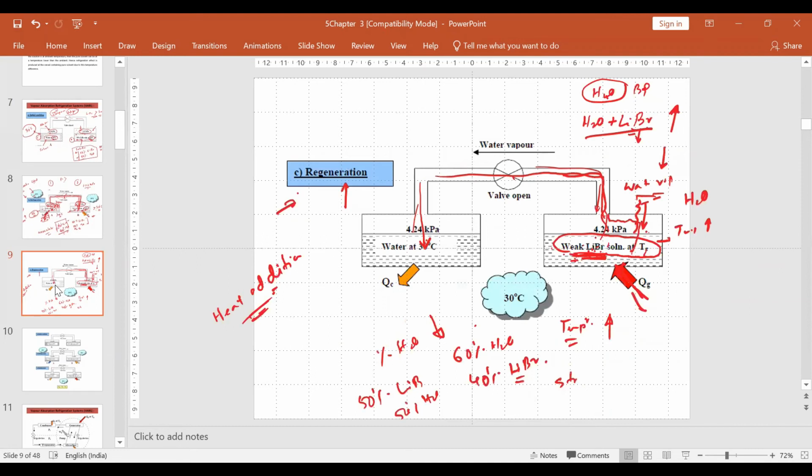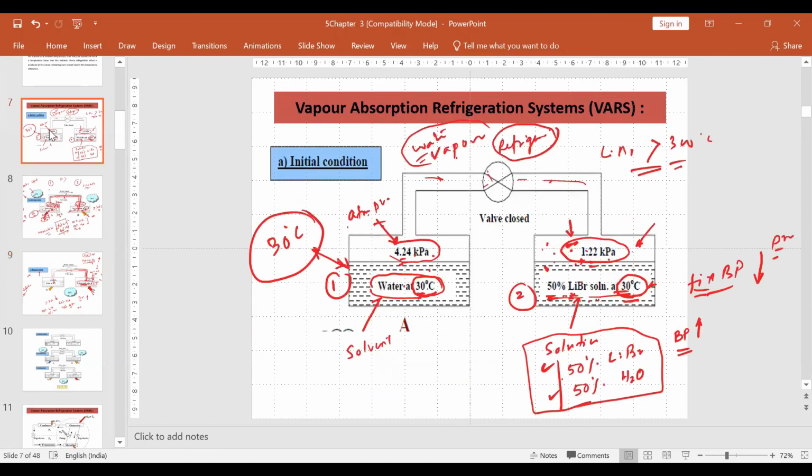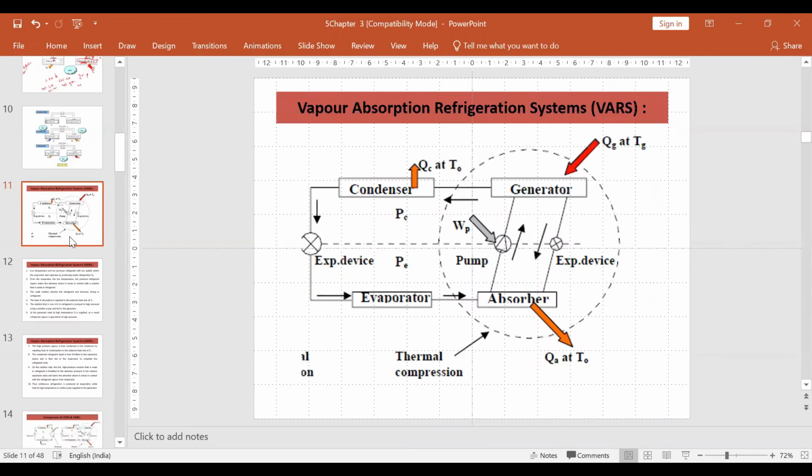Regeneration: if we apply heat, water vapor separates from the solution, it boils, because lithium bromide will not boil into vapor. Then it becomes the strong solution again. If it is a strong solution, then the same concept occurs here as we explained in this system. This is the vapor absorption refrigeration system. This is the actual block diagram.